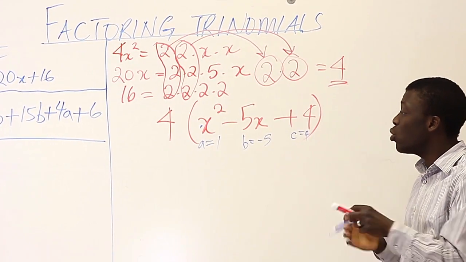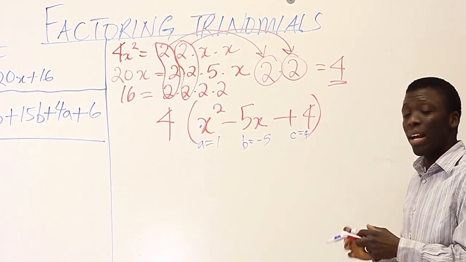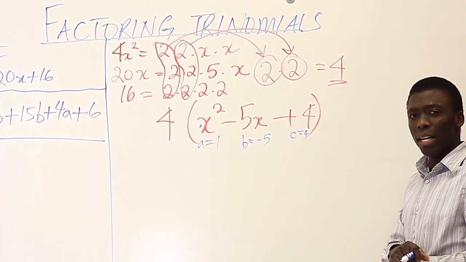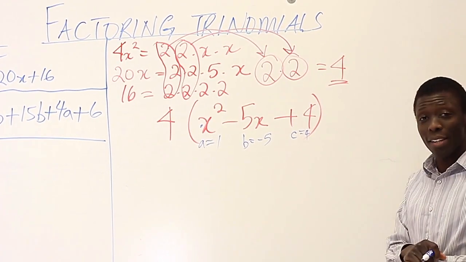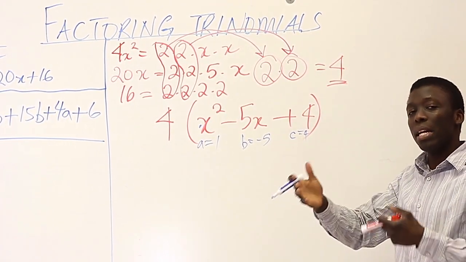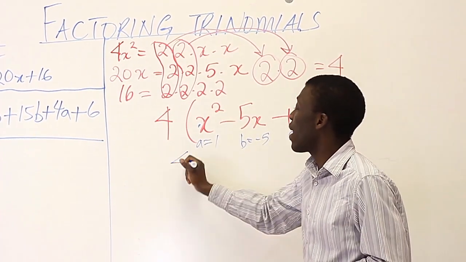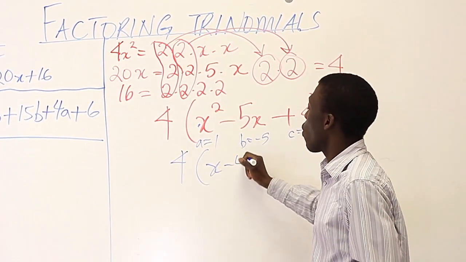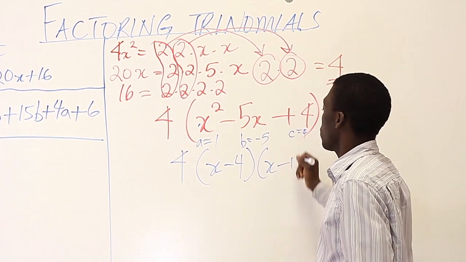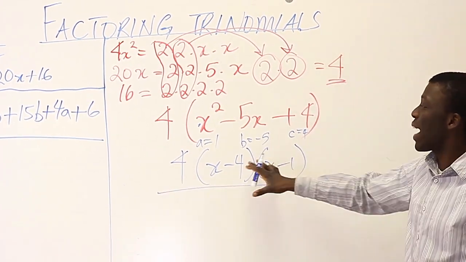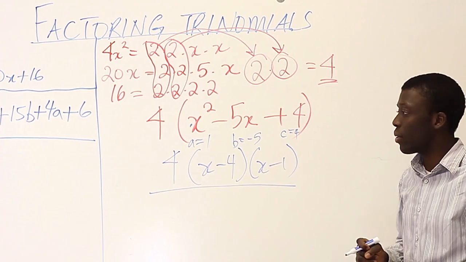Do we know of 2 numbers that multiply to give 4 and add to give negative 5? Well, I can think of negative 4 and negative 1. Negative 4 times negative 1 is 4. Negative 4 plus negative 1 is negative 5. So the final answer to this problem is 4 into x minus 4, x minus 1. We've factored the trinomial there.